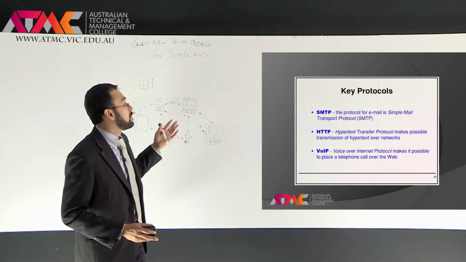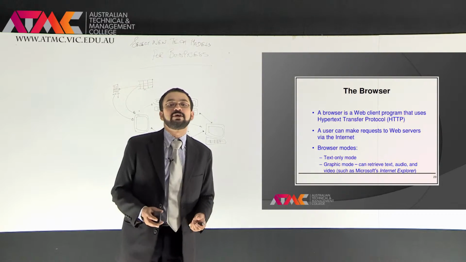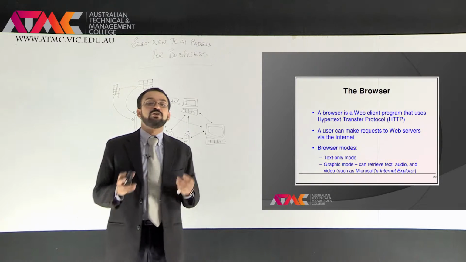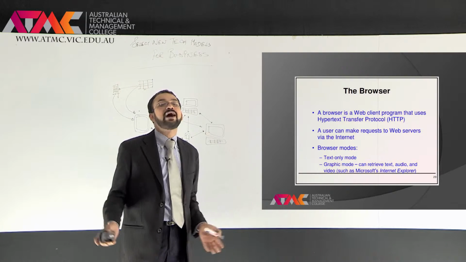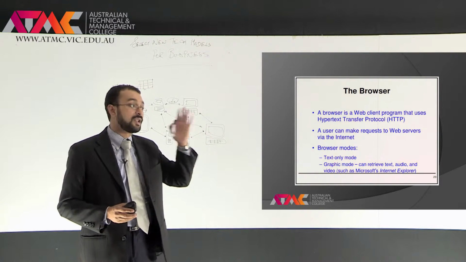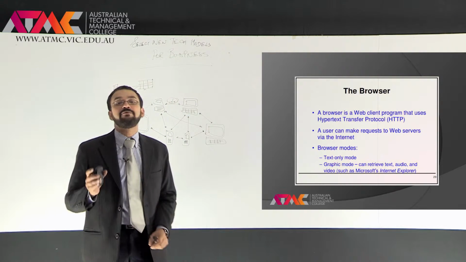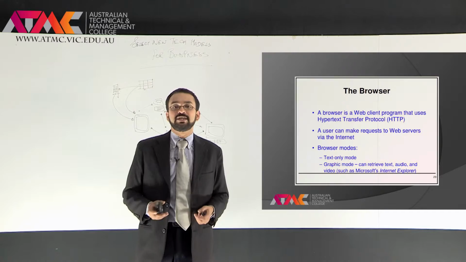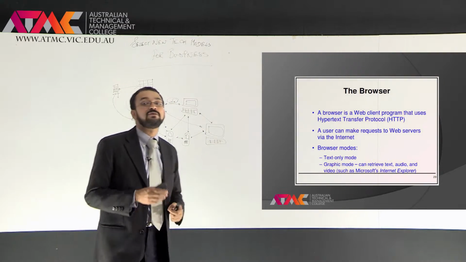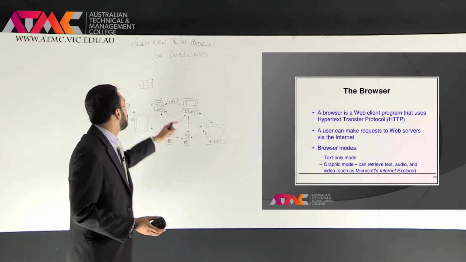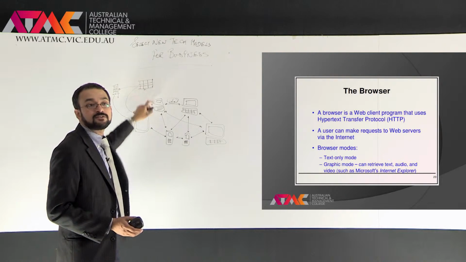A couple of basic definitions. The browser: what does the browser really do? It's a web client program that uses HTTP. It uses the hypertext transfer protocol and allows two devices to communicate with each other. Essentially, it allows one device to communicate with this network. A user can make requests to web servers via the internet. Whether you're using it for communication or for information, you use the browser to connect to a web server to ask for information.